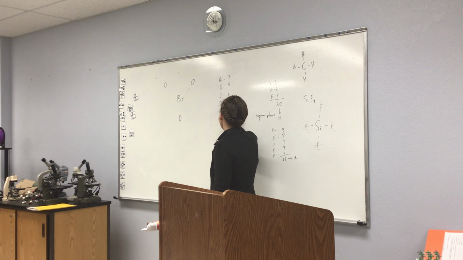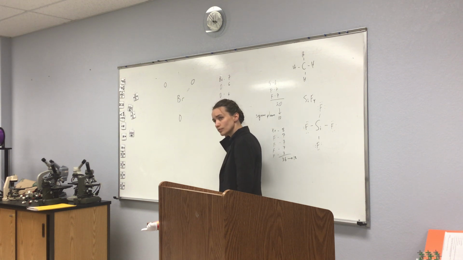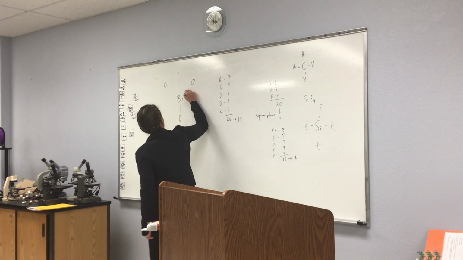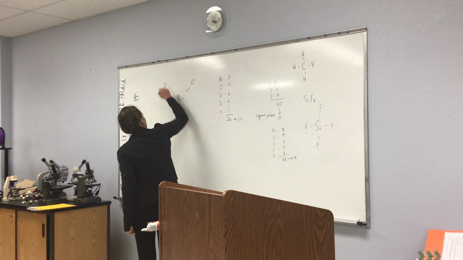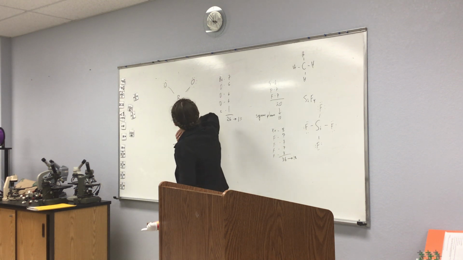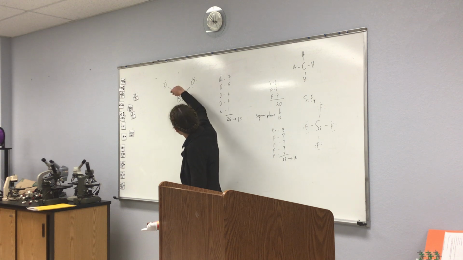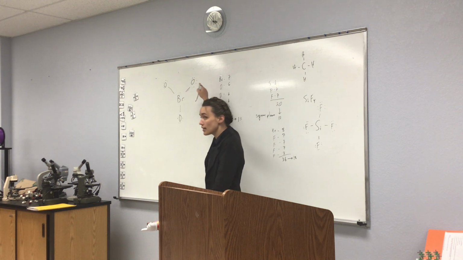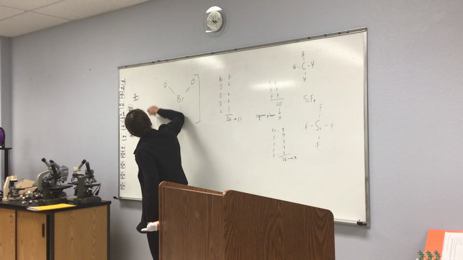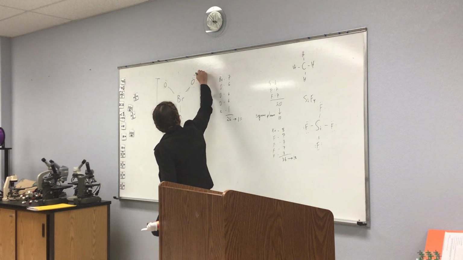How many bonding pairs? 13. We know how to count. 3, 4. We're up to 12. Where should 13 go? Right on bromine. Is this done? No, yes. No. It's a triangle.